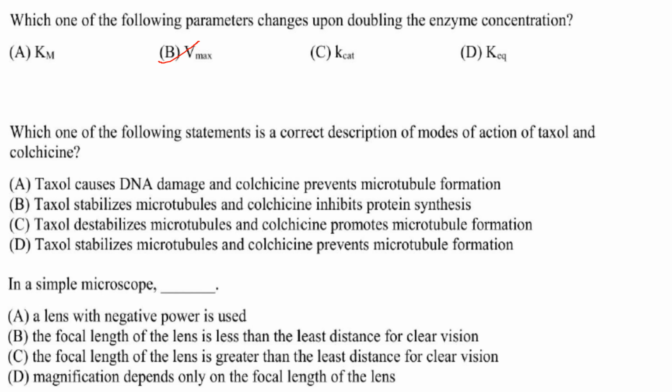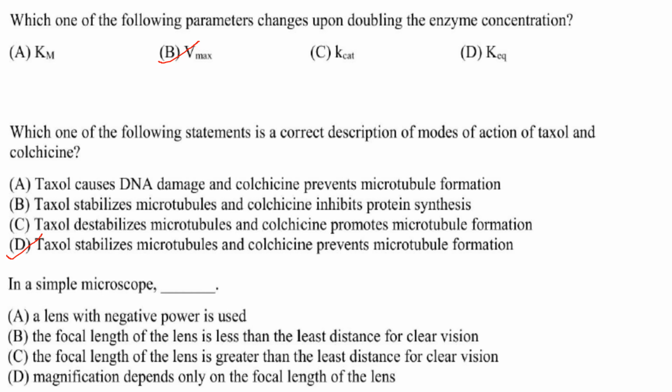Then next one. Which one of the following statements is a correct description of the mode of action of Taxol and colchicine? So Taxol stabilizes the microtubule, whereas colchicine prevents microtubule formation. Okay, that's the action, exact opposite. So D is the answer. Taxol stabilizes microtubules and colchicine prevents microtubule formation. So answer is D.